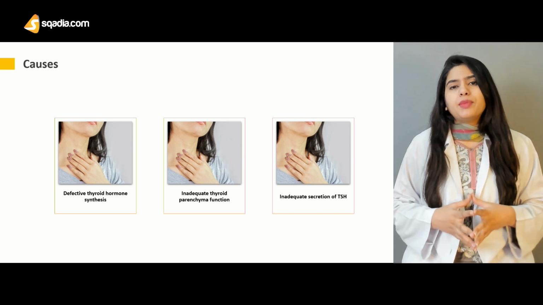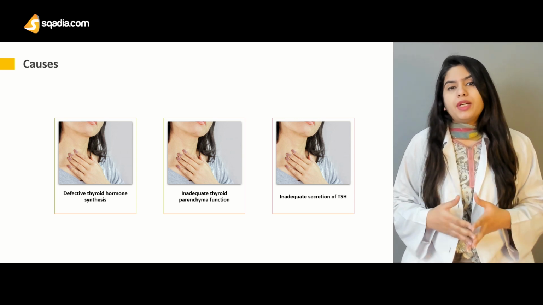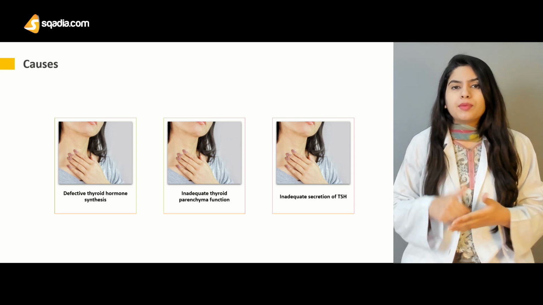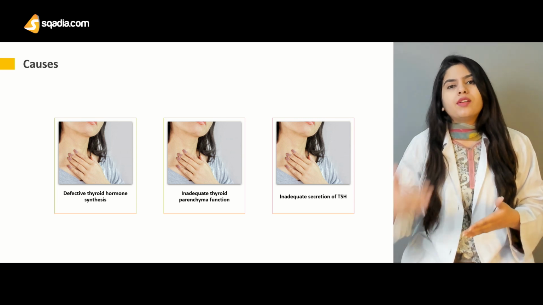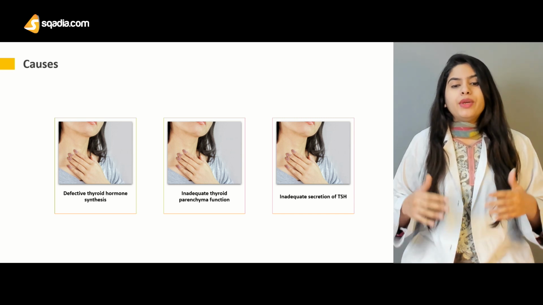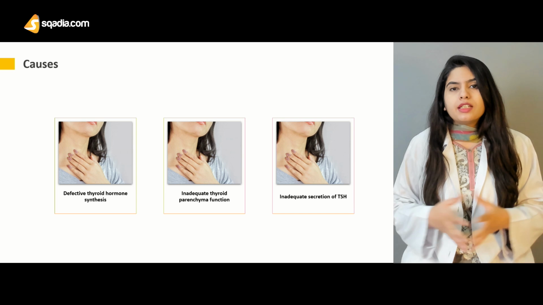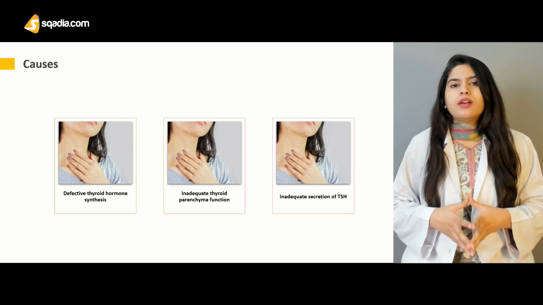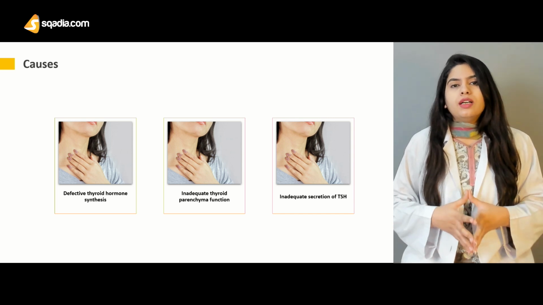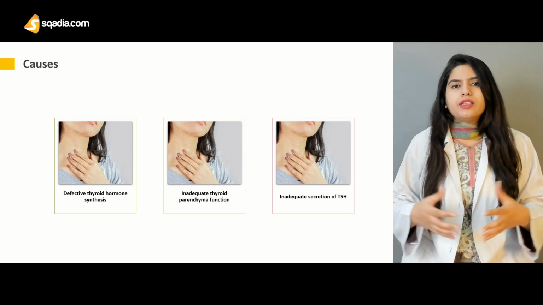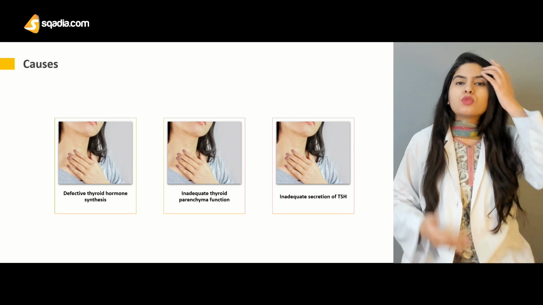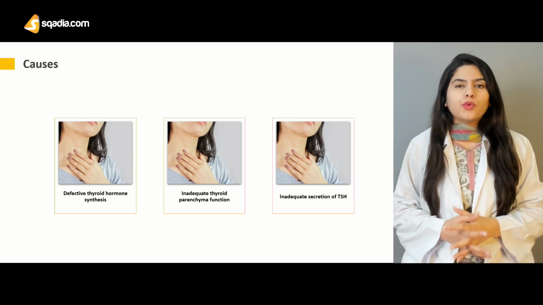Then, inadequate thyroid parenchyma function. Inadequate thyroid parenchyma function means that the thyroglobulin present inside the parenchyma cell has to be converted to the thyroid hormones T3 and T4 by iodination. Now, when the parenchyma cells are infected, inflamed, or destroyed, or they are unable to carry the thyroglobulin, or unable to convert the thyroglobulin to T3 and T4, this can also cause a decrease in the level of the thyroid hormone.